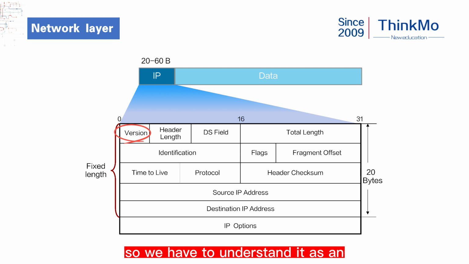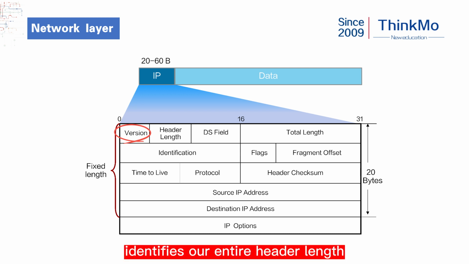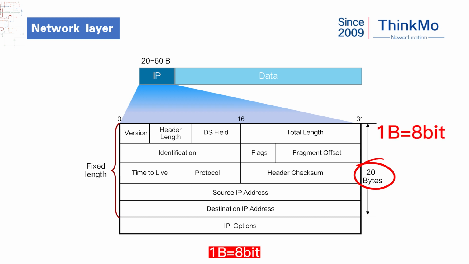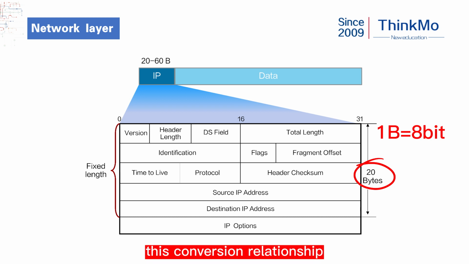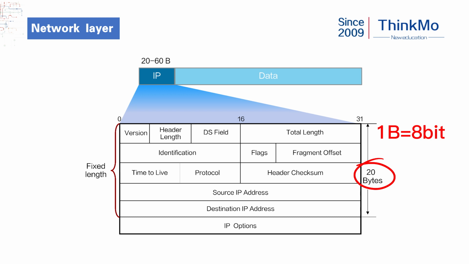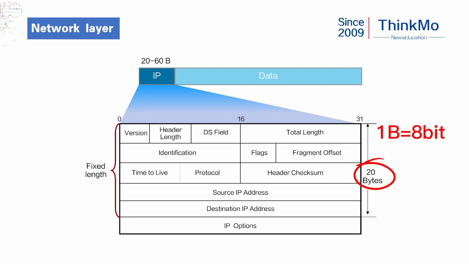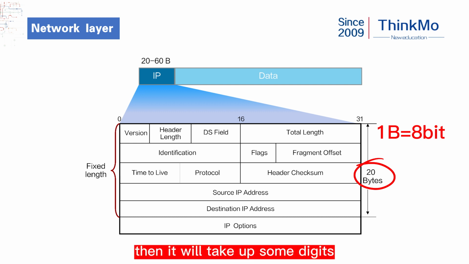Next, the header length field identifies the length of our IP header. The IP header is a variable-length header. Everyone can see the fixed part is 20 bytes. 1 byte equals 8 bits, and everyone should know this conversion. Eight binary digits, like 01010010, are called a byte. So the IP header has a fixed length of 20 bytes. There is an options field behind it, but it's basically useless. If options are added, it will take up some extra bits.